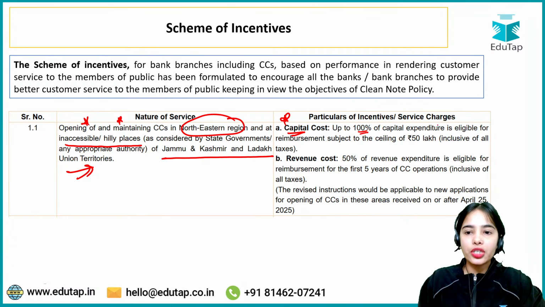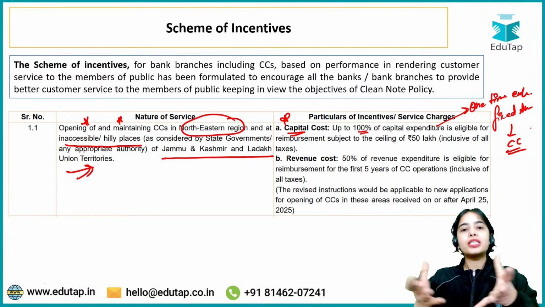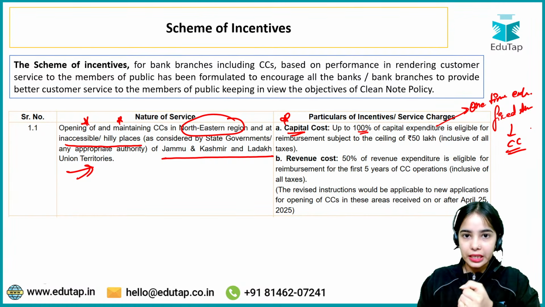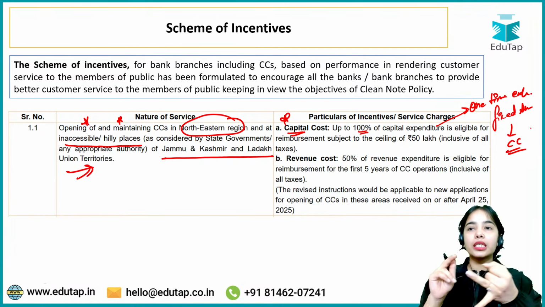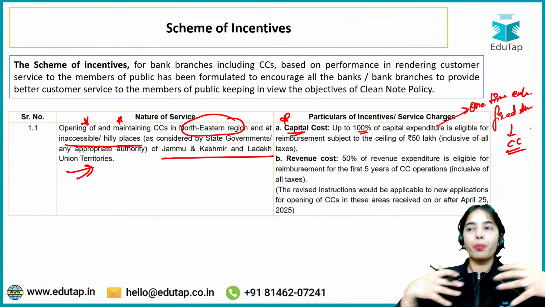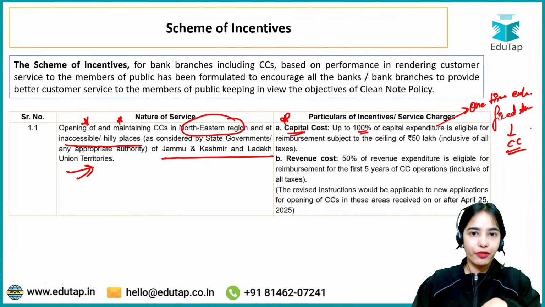So capital expenditure is the one-time expenditure for the fixed assets in relation to the currency chest, because if a currency chest has to be developed, that means security of that bank branch has to be increased, the CCTV has to be installed, the proper surveillance and security measures have to be adopted and such.